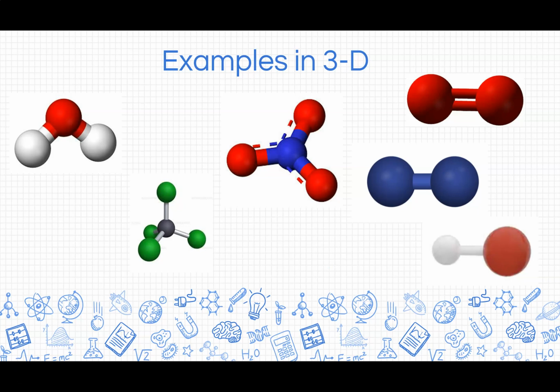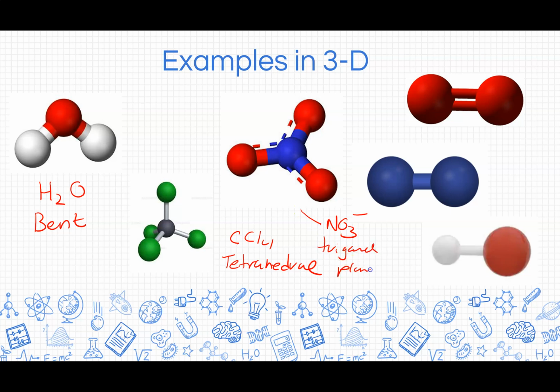So just to remember that these are actually 3D molecules, this is our water molecule that we did, okay, that we said was bent in shape. This was our CCl4 molecule that we said was tetrahedral in shape. This was our NO3 minus, which we said was trigonal planar in shape. And I think these extra little dashed lines are to show the resonance. And then this is our O2, our H2, and our HBr, all linear molecules, okay? So that's how you determine the shape of a molecule.